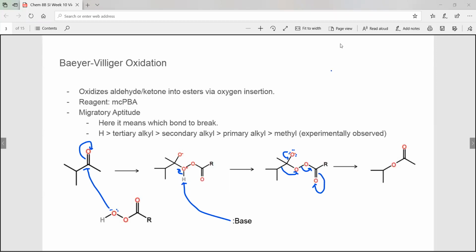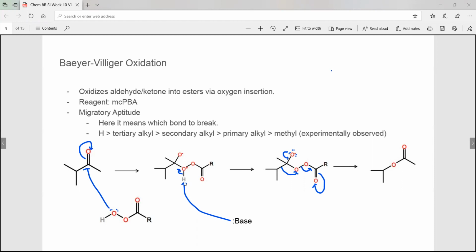The Baeyer-Villiger oxidation oxidizes an aldehyde or ketone into an ester, with oxygen insertion. The reagent used is MCPBA. So MCPBA attacks the carbonyl carbon, and the pi bond goes up, forming an oxyanion.